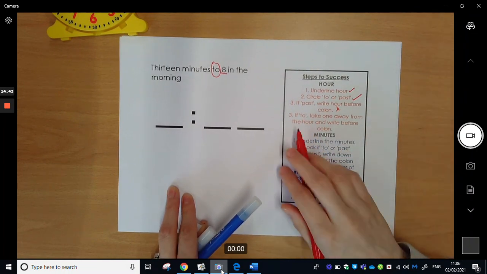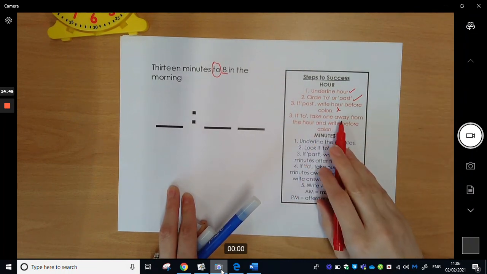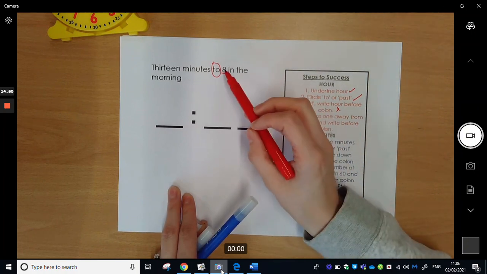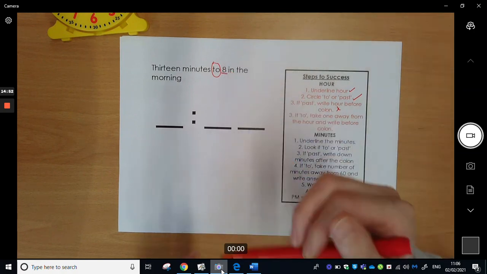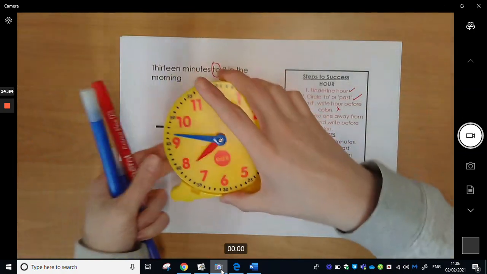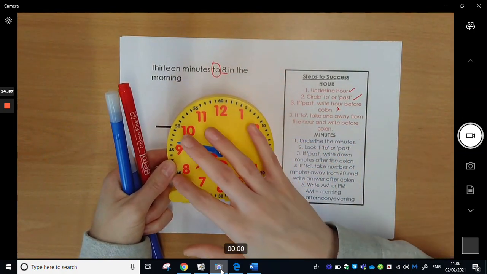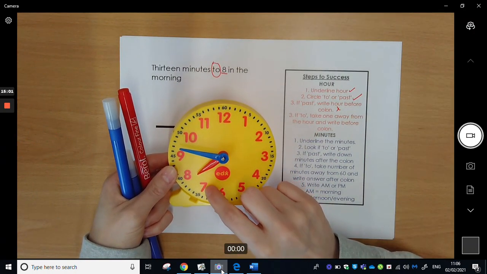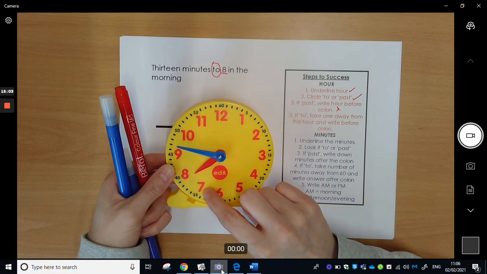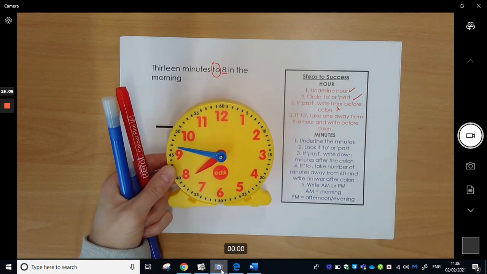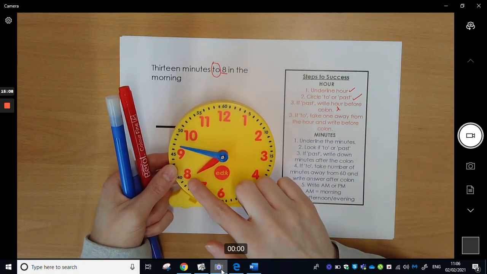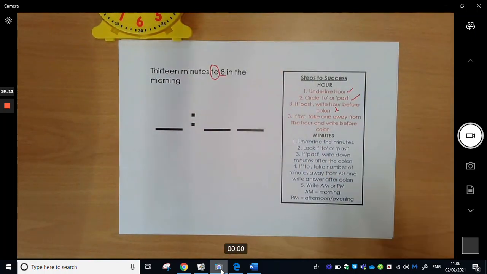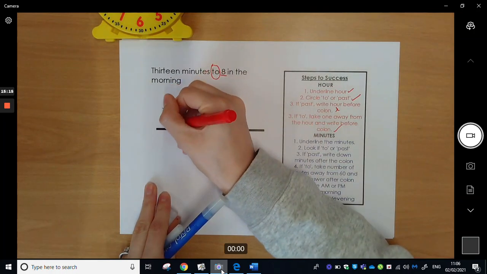So the next one, if it's to, I need to take 1 away from the hour and write it before the colon. So my hour is 8. But remember, if I'm doing digital, I'm counting how many minutes have gone past the hour. So we need to look at the hour it is not past yet. So it would actually be 7 if I was looking with my analog. So I can do it in my head. I know that I need to take 1 away because the hour is actually 7. So I need to write 7 instead of 8 now.